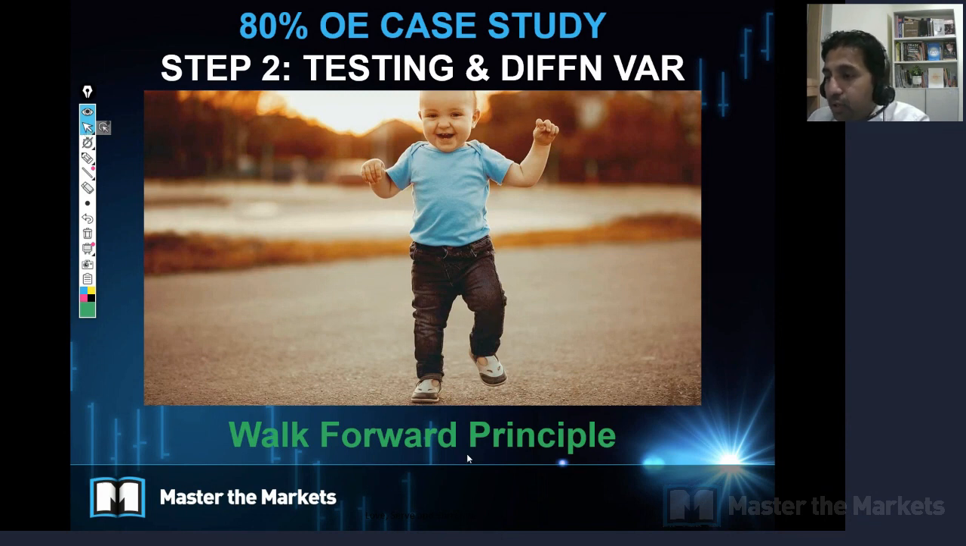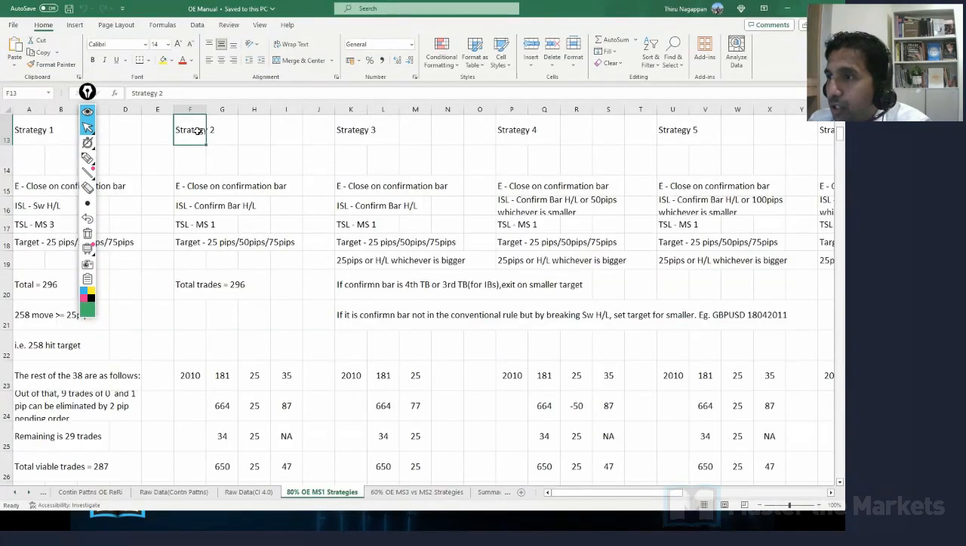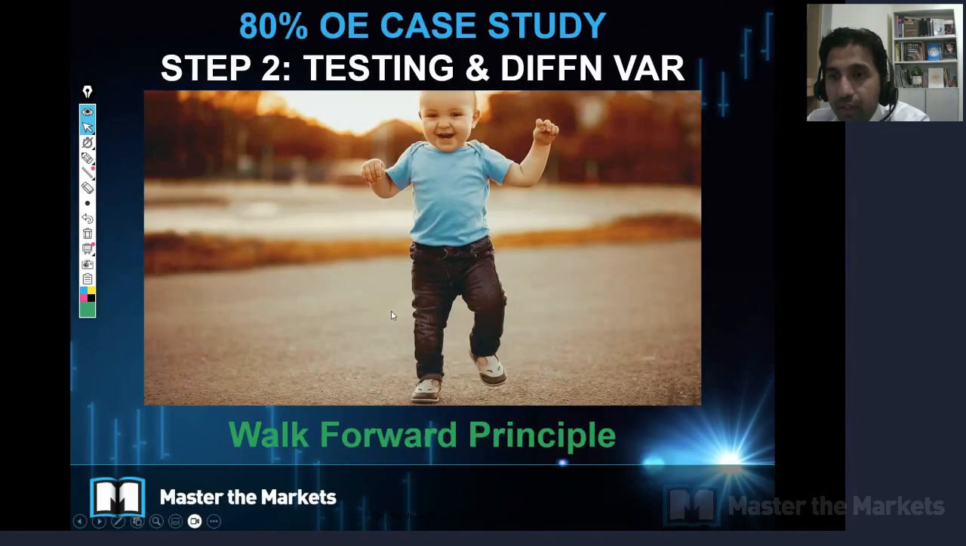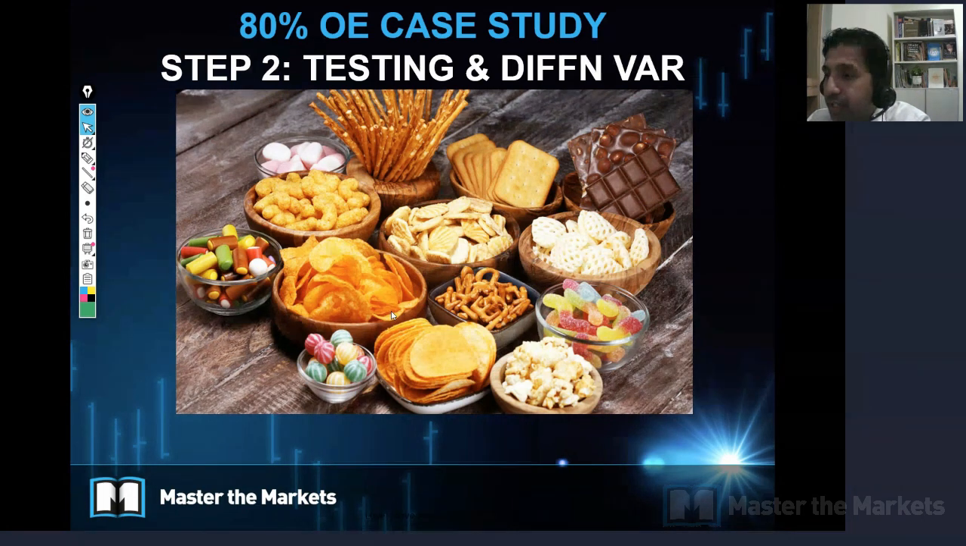Then, based on the walk forward principle, you come up with your different variations and test them throughout, which is what we have done on this spreadsheet over here, strategy 2, 3, and 4, and different variations, comparing it to the constant. And what's the purpose of all of this? To reduce your drawdown. So that's what we are doing. After you have done that, we collate it into a summary table.